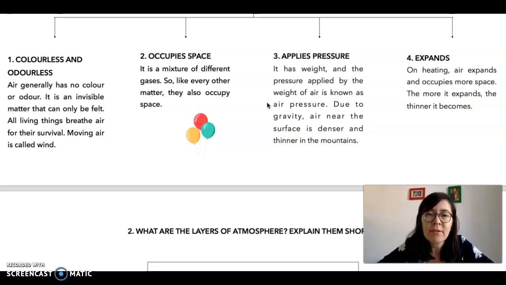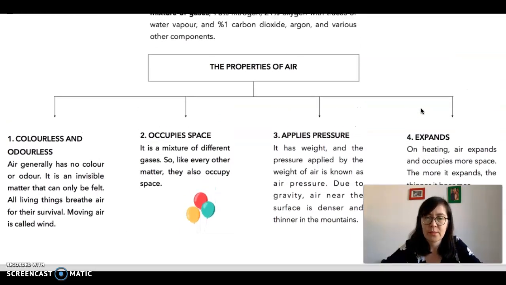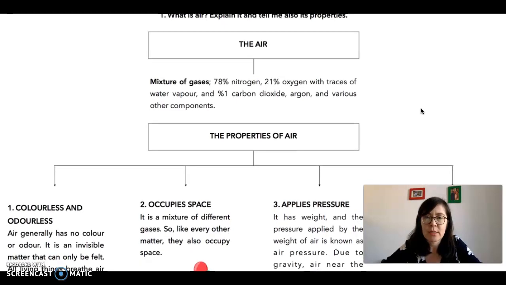Okay, so the particles of air start to move a little bit more freely in the mountains. Okay. And everybody, number 4, air expands. If you heat the air, on heating, air expands and occupies more space. The more it expands, the thinner it becomes. So imagine hot weather, everybody. When it's hot, the air is thinner because it expands, okay? But when it is colder, it is denser, okay? Very good. So question number 1 is about the air and the properties of air.